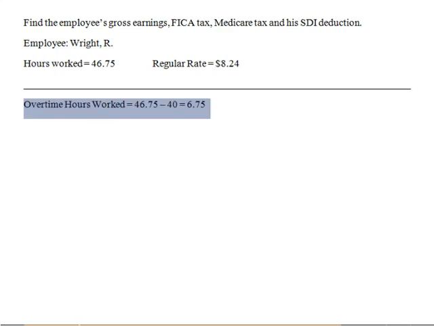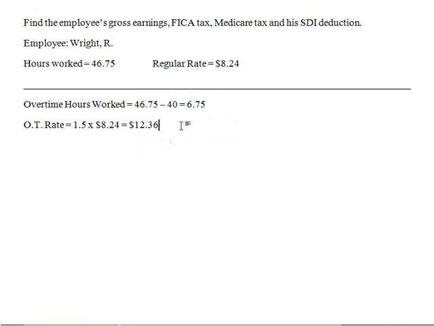So, let's first compute the number of overtime hours worked. To do so, we'll take the hours worked, 46.75, and from that subtract 40 hours, which is the typical amount of hours in a regular work week, to see that the employee received 6.75 hours overtime. So the employee worked 6.75 hours of overtime.